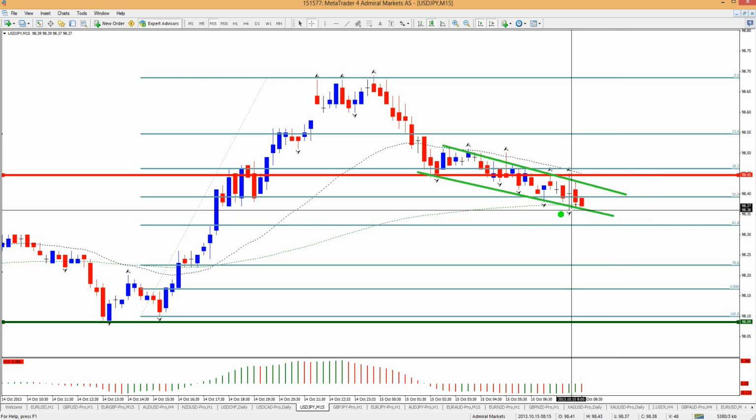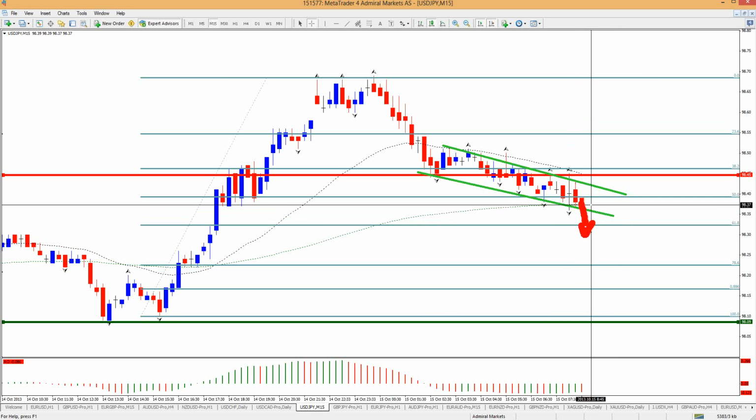If we use this low. Anyhow, it doesn't look like we're bouncing. It looks like we're pushing further down, but that was the idea. Entry basically here, stop loss here, and targeting here. That was the idea.